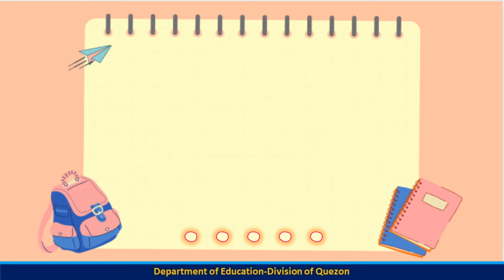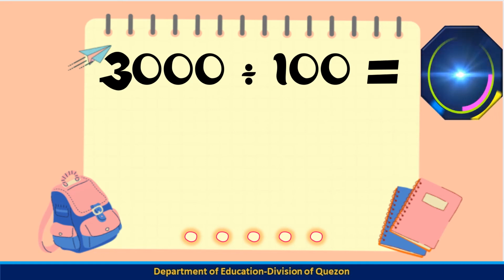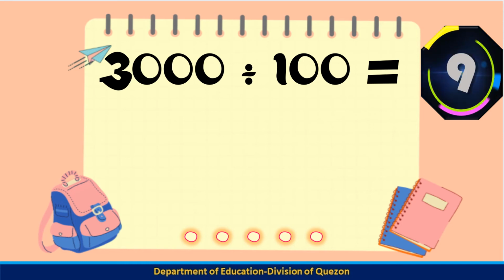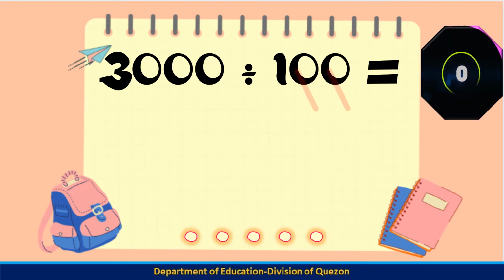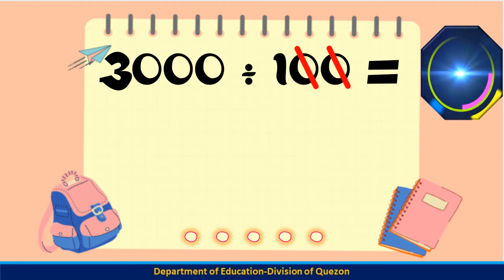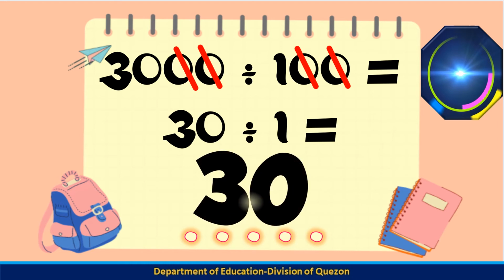The next number, 3,000 divided by 100. Time starts now. 10, 9, 8, 7, 6, 5, 4, time's up. Okay, we need to cancel 2 zeros and another 2 zeros. So it will become 30 divided by 1, which is equivalent to 30.